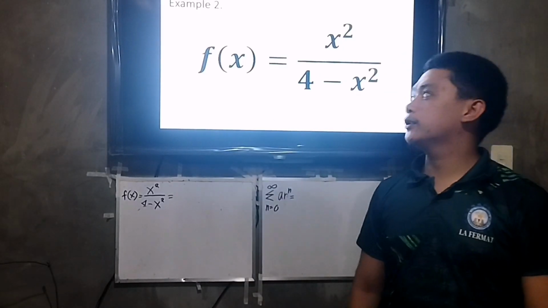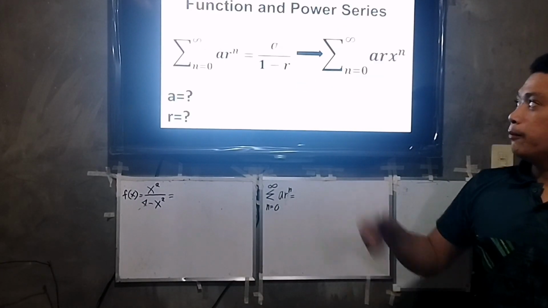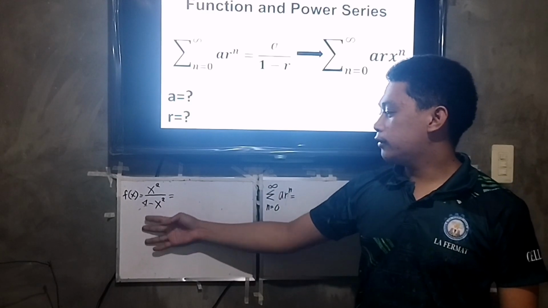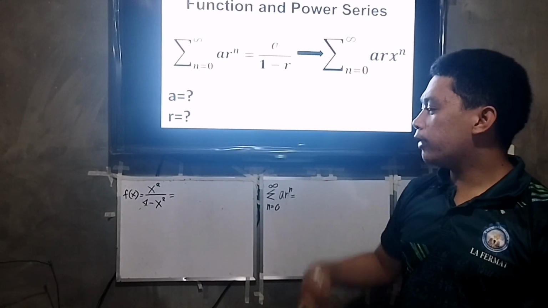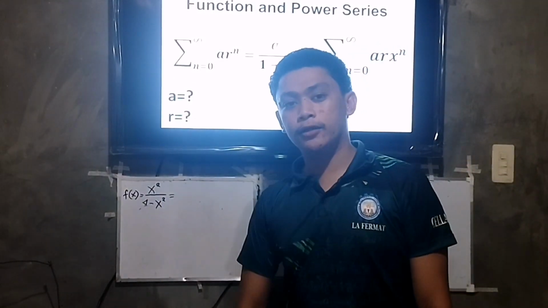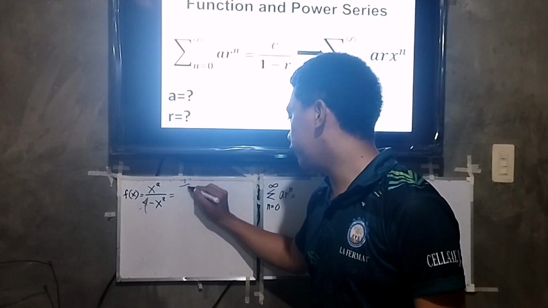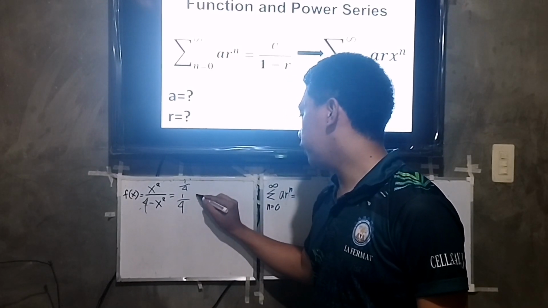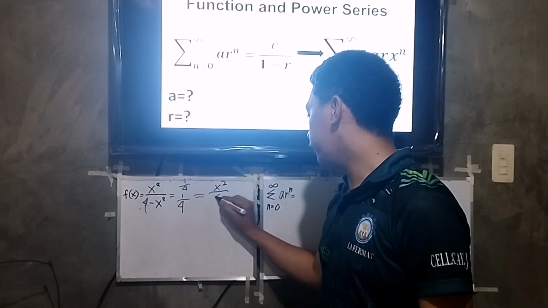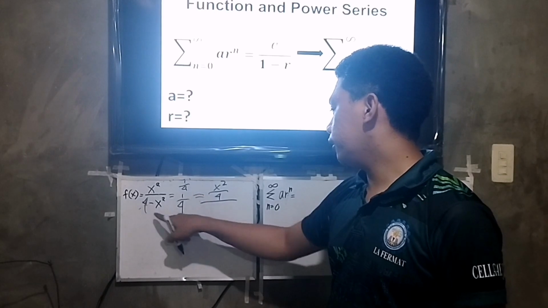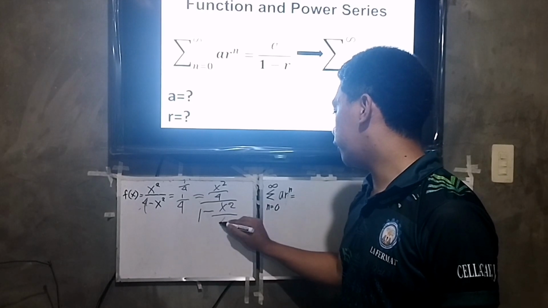So example number 2. f(x) equals x squared over 4 minus x squared. So to get the formation, the 4 must become 1, so we multiply by 1/4, since 4 is there, on the top and on the bottom. So x squared times 1 equals x squared. Copy the 4 over x squared. So the 4 becomes 1. x squared times 1, x squared over 4.